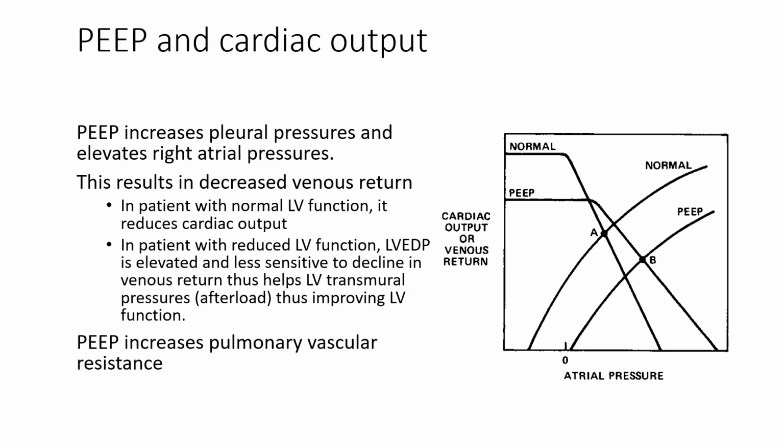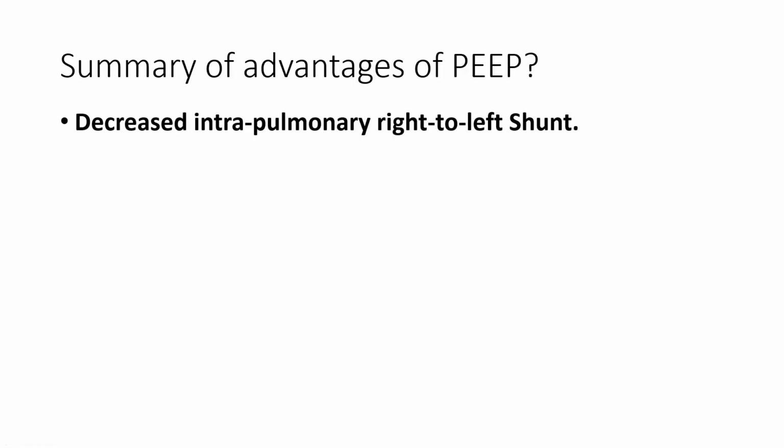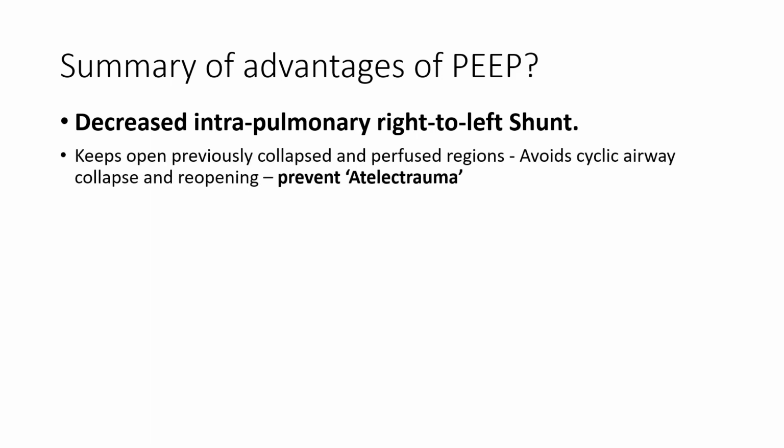However, PEEP increases the pulmonary vascular resistance and makes your right ventricle failure worse. PEEP decreases the intrapulmonary right to left shunt and improves oxygenation. This is the main reason why we use PEEP. We also want to keep the previously collapsed and perfused regions open and avoid cyclic airway collapse and reopening, a form of injury we call atelectrauma.